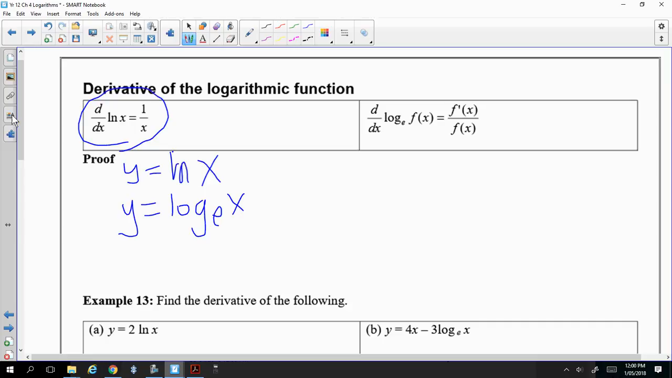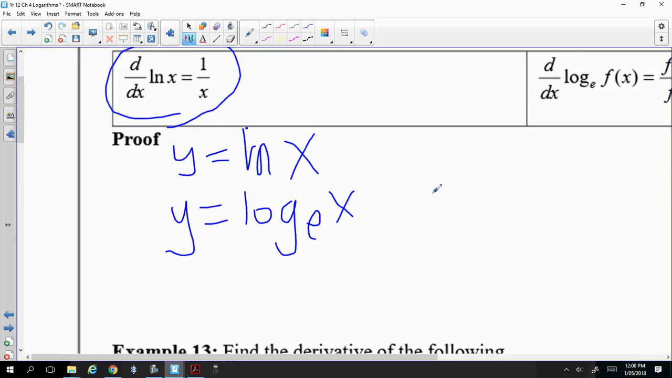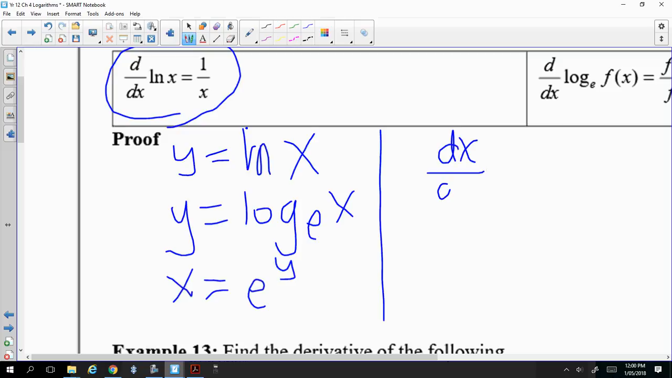Then we're going to write it in index form. So we write it as x equal to e to the power of y. Then we're going to differentiate dx over dy, because x is the subject. When we differentiate the exponential, what do we get? We get the same thing, e to the power y.